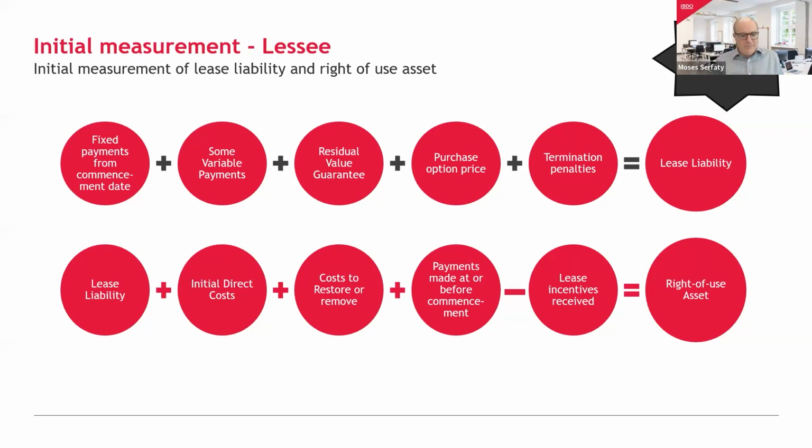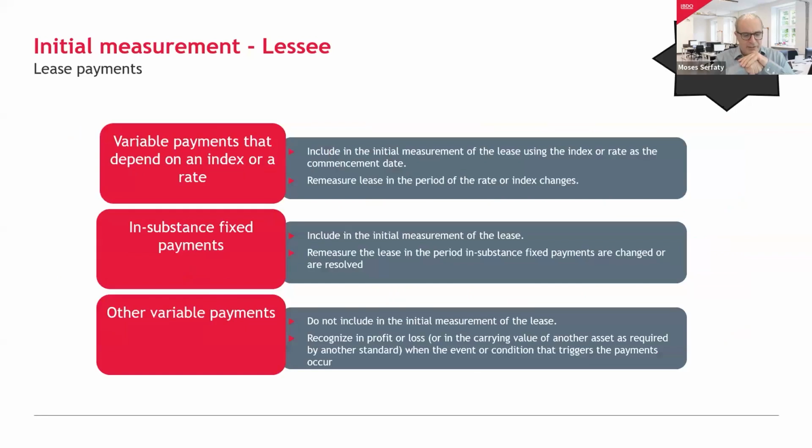So moving on to the next slide, we're just going to touch a bit more on the various types of payments that the standard envisages. So you've got variable payments that depend on an index or rate. Those are included in your lease liability using the index or rate as at the commencement date, and you would then remeasure in the period that the rate or index changes, and you would then end up adjusting your lease liability and your right of use assets.